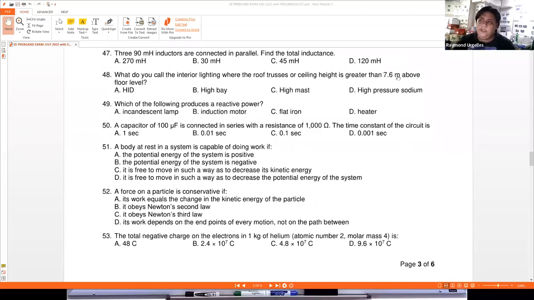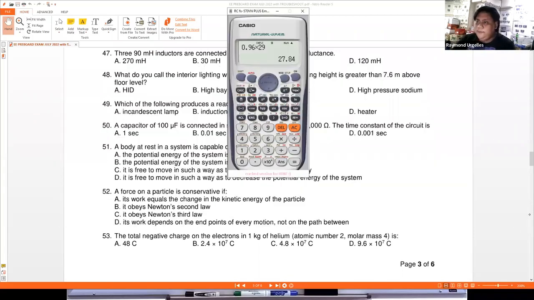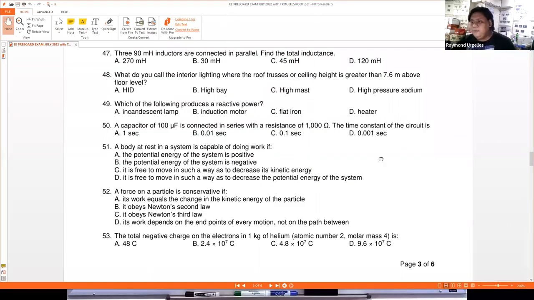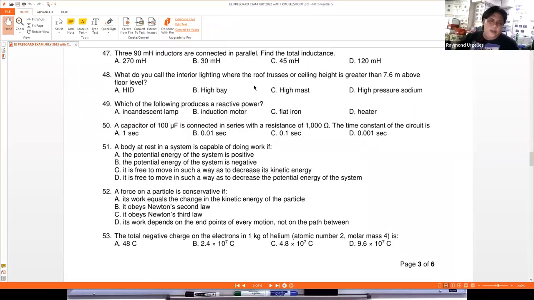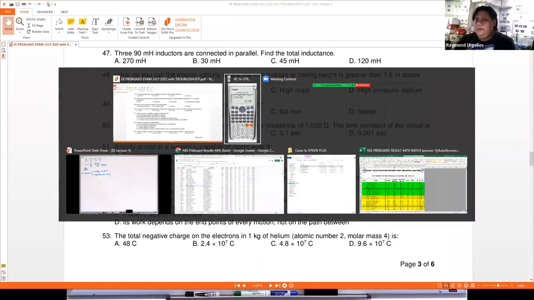So yung 7.6 meters, pasok yan doon sa 20 to 35 feet. Ano ba yung 7.6 meters? Pag kinonvert ko sa feet, that's 3.28 feet. Diba? So pasok ito dun sa 20 to 45. Okay? So kaya alam natin, this is high bay. So this is letter B.